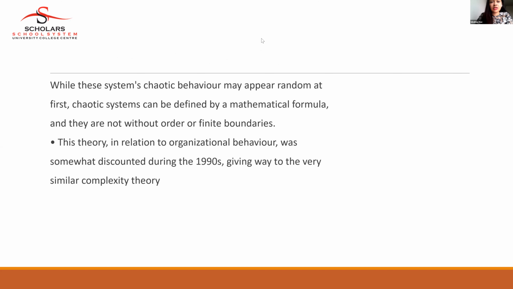While this system's chaotic behavior may appear random at first, a chaotic system can be defined by a mathematical formula. Sometimes leaders put this kind of chaotic theory deliberately in place so that if there is any adverse situation, employees or followers are able to work together through this situation.